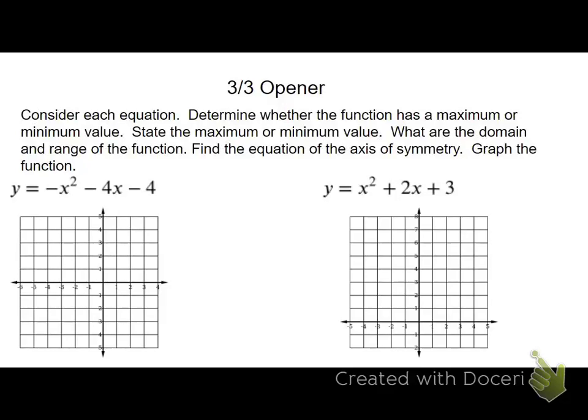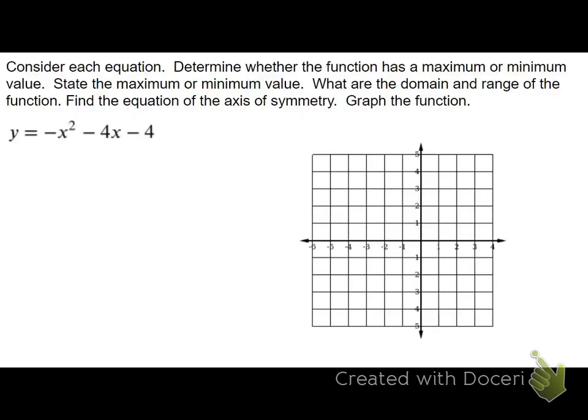Okay, so today's opener is just a review of past lessons. The directions say consider each equation. Determine whether the function has a maximum or a minimum value. Then we're going to state what that value is. And then we are going to find the domain and the range of the function, then find the equation of the axis of symmetry and graph the function. So we have a lot we're going to do here. So let's take a look at the first one.